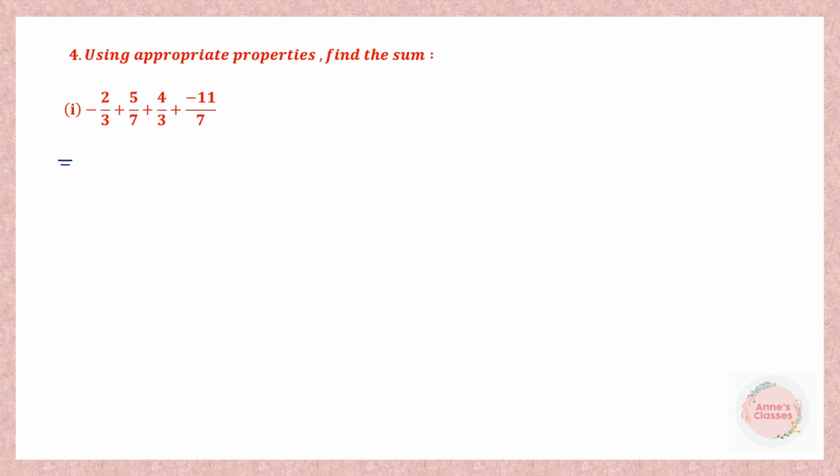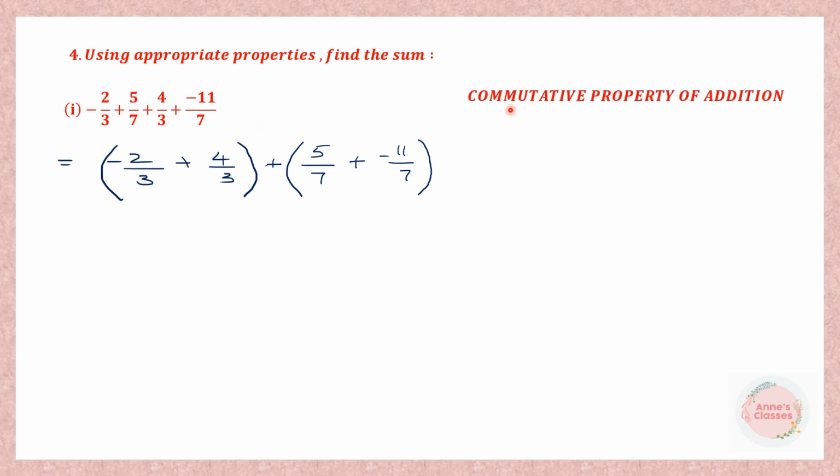So this will be minus 2 by 3 plus 4 by 3. Make this one group. Now the second group will be the other two rational numbers, which is 5 by 7 plus minus 11 by 7. So what have we done here? We have rearranged the rational numbers. Why are we doing this? Because we know when we rearrange it, the answer is still going to be the same. And this is to make our work easier. So which property are we using here? We are using the commutative property of addition, which says that even if you change the order, the answer is going to be the same. So we have changed the order.